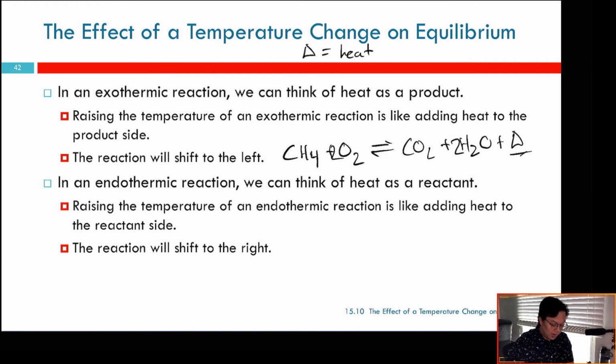In an endothermic reaction, we can think of heat as a reactant. And so raising the temperature of an endothermic reaction is like adding heat to the reactant side. The reaction will shift to the right.